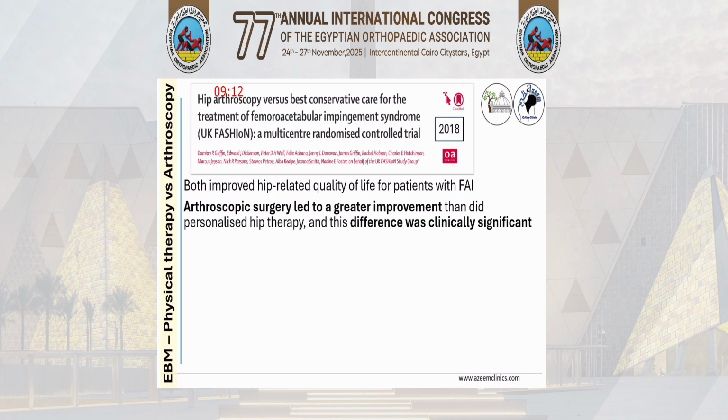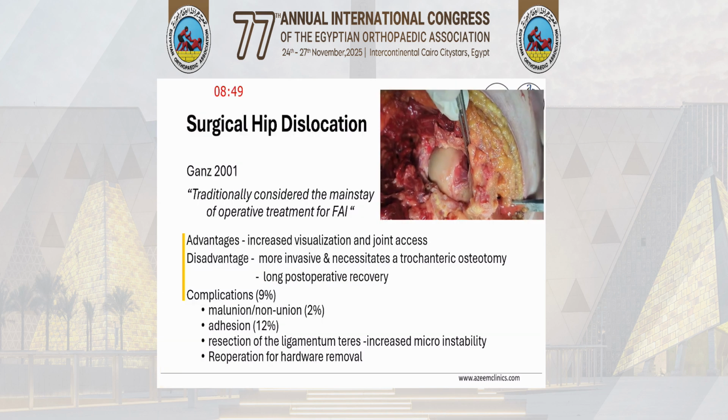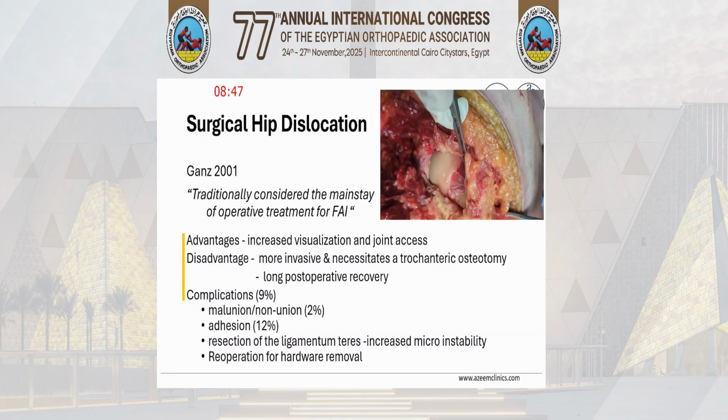And these are two RCTs, one coming from multi-center studies in the UK and another one coming from multi-center studies in the US, 2018 and 2019. And both of them concluded that arthroscopic surgery led to a greater improvement, with a statistically significant difference, than physiotherapy. So what about conventional surgery?